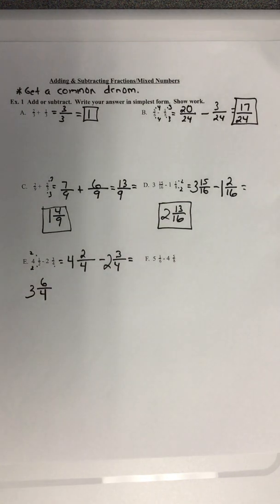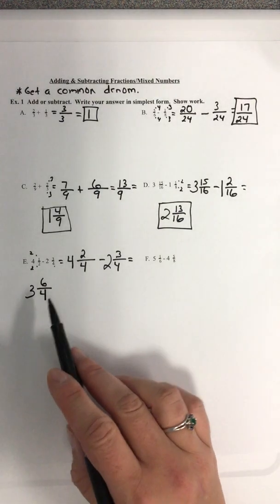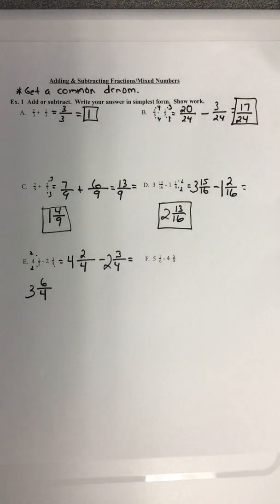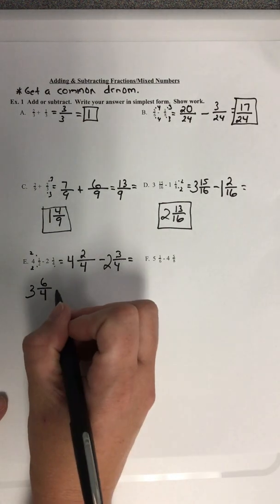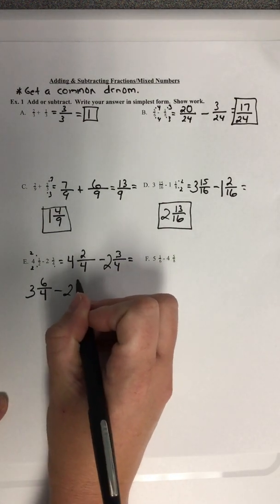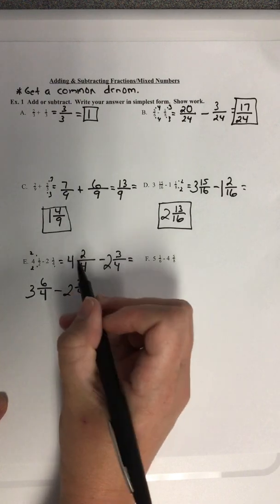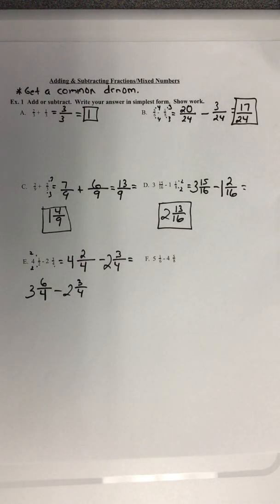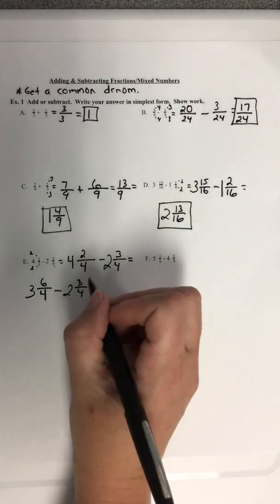And if you're not sure if you've done it correctly, just think about it. Is 3 6/4 the same as 4 2/4? Yeah, it is. I just rewrote it a different way. And then now I don't need to do anything to the 2 3/4 because that's not what was causing me the problem. The problem was that 4 2/4 and trying to subtract the 2/4 minus the 3/4. Now I don't have any problems.